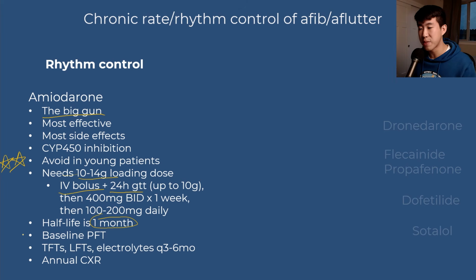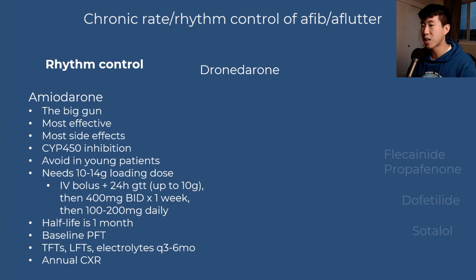And then when you're starting this medication on somebody, you need to get baseline pulmonary function tests. You want to get thyroid function tests, liver function tests, and electrolytes every 3 to 6 months to check for any toxicity, and also get an annual chest x-ray. Make sure you're not missing any pulmonary fibrosis that's related to the amiodarone.